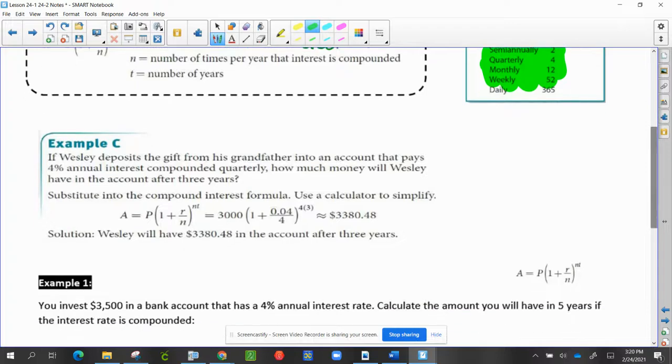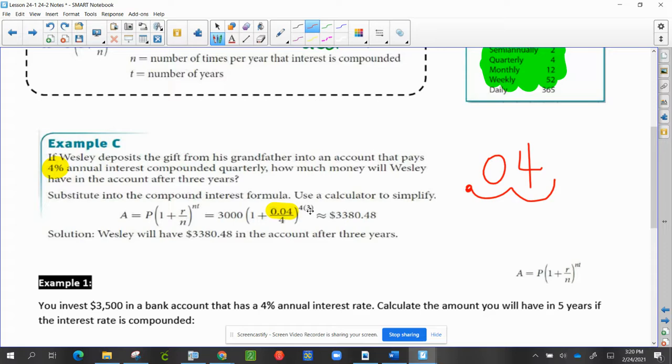So this example I stole from the book. It says Wesley has a gift from his grandfather of $3,000. He's going to deposit it at a 4% interest rate. You see how that 4% they changed to a decimal, 0.04. We always change percents to decimals by moving the decimal place 2 places to the left. How much money will he have after 3 years?